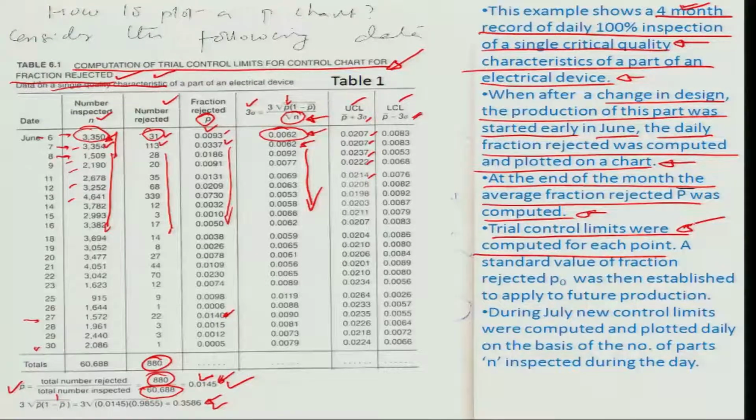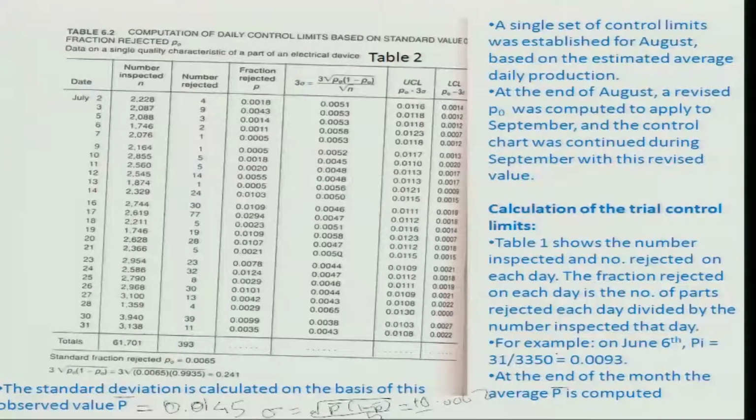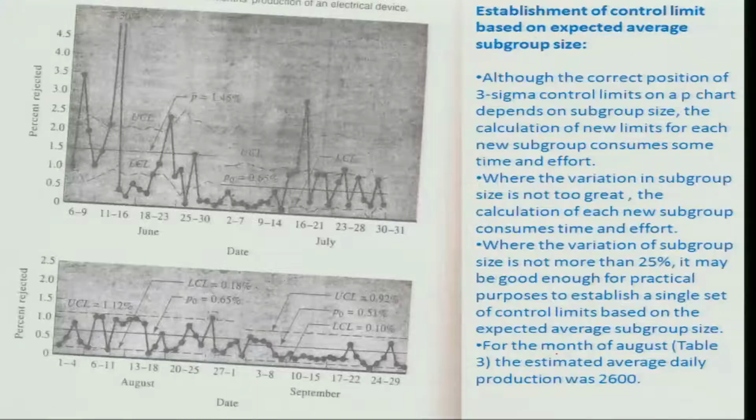A standard value of fraction rejected p0 was then established to apply to the future production, and during July new control limits were computed and plotted daily on the basis of the number of parts inspected during the day. So, let us look at how this control limit is established. Here, for example, the 3 sigma control limits on a p chart depend on the subgroup size.